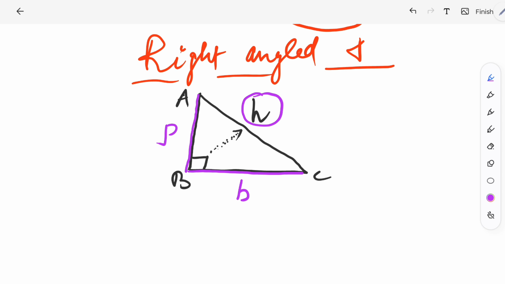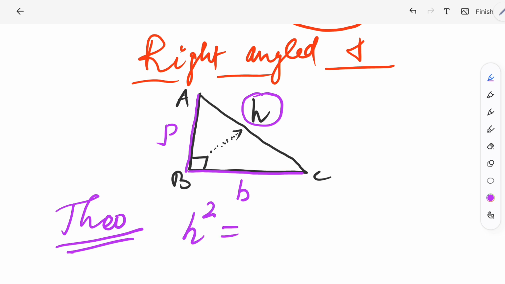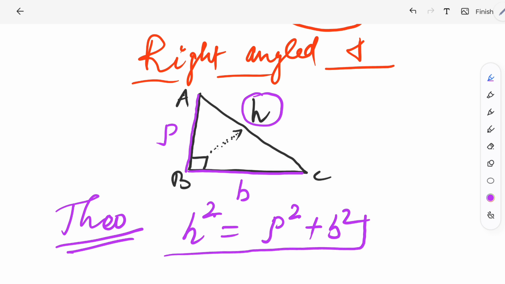Now there is a theorem. And what is the theorem? The square of the hypotenuse is equal to the sum of the squares of the perpendicular and base. This is the Pythagoras theorem. Please remember it by heart, because this is the only formula which will be used in the whole trigonometric chapter.